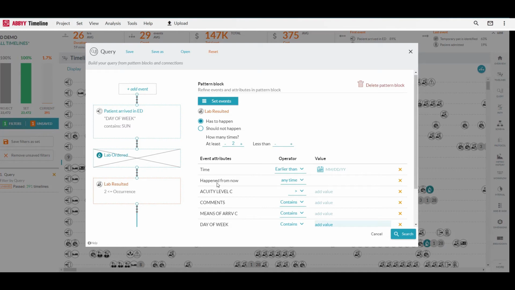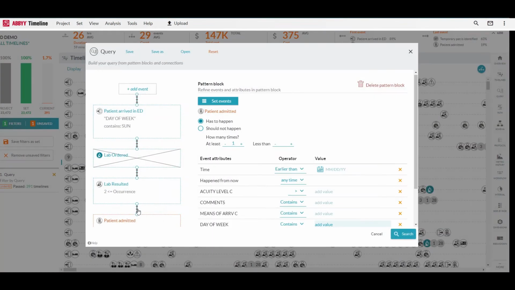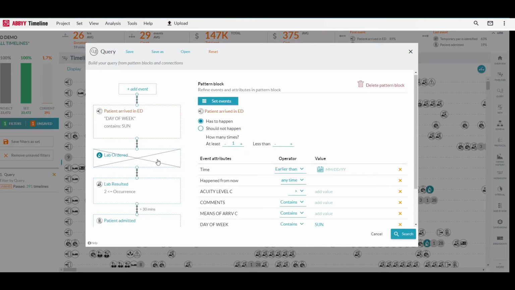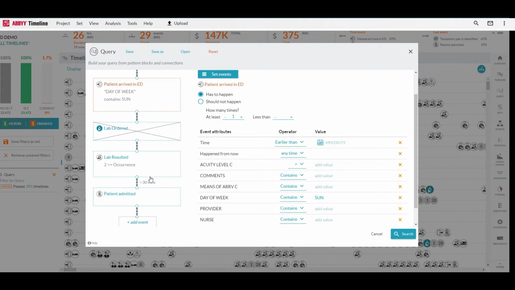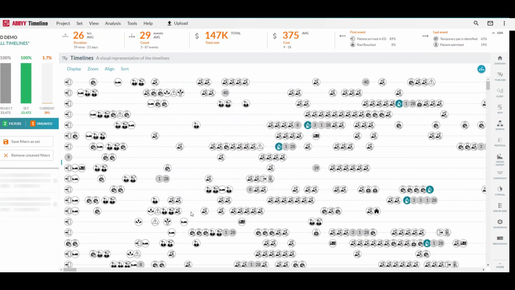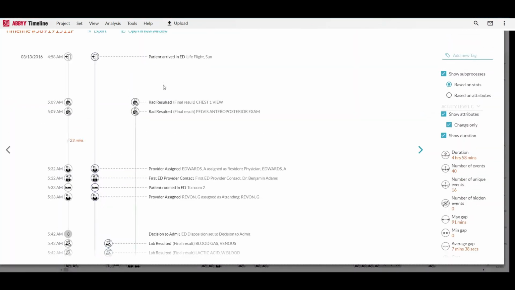And then lastly, let's say that that patient was then admitted into the hospital, but the time difference between that last lab result and the patient admission is greater than 30 minutes. So if this represents a non-compliant or a risky set of behaviors, I can now tie all these together, search based on this specific scenario to understand if this is happening in my ED, and get the response that yes, it is. Here are the 39 patients that exhibited this specific set of events.